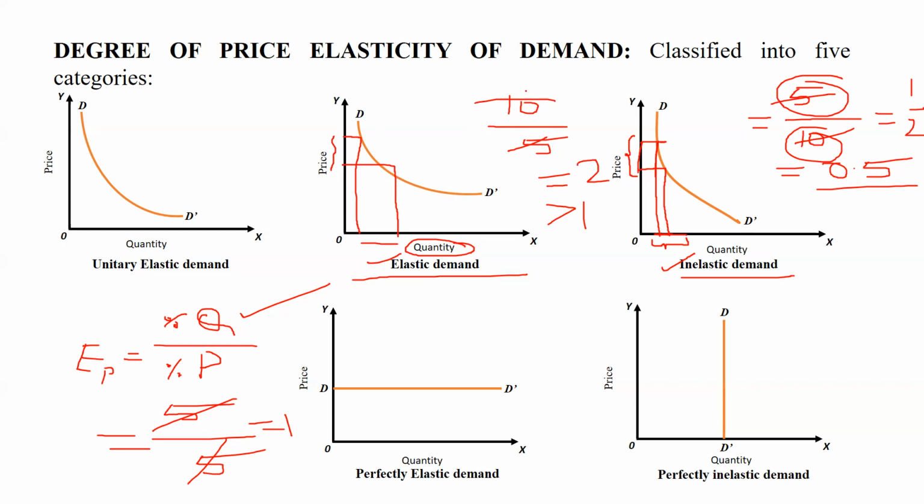So this one would be the numerator, this is the denominator, divided by this, and the answer would be greater than 1. You can see this portion is bigger than this portion. It means this commodity is somewhat a luxury commodity, or not a necessity, because with a slight change in the price there is a bigger change in the quantity demanded.